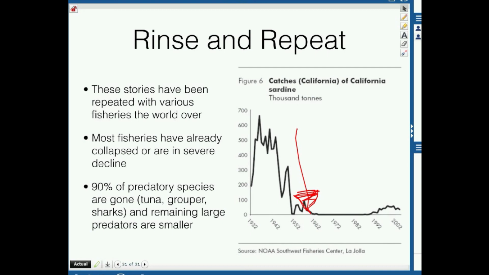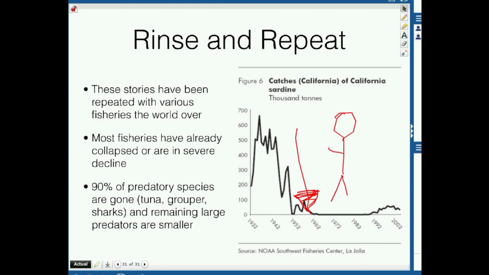Most fisheries have already collapsed or are in severe decline. So we're struggling with these. 90% of predatory species are gone. That's tuna, grouper, sharks, things like that. And the remaining large predators are smaller. For example, you can look at pictures of people standing there holding the fish that they caught.